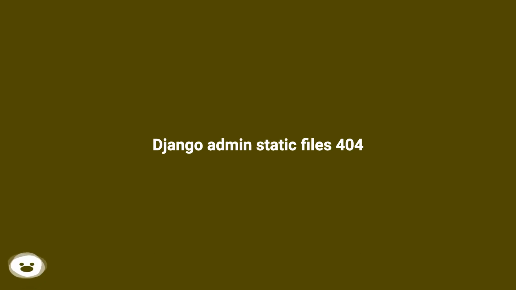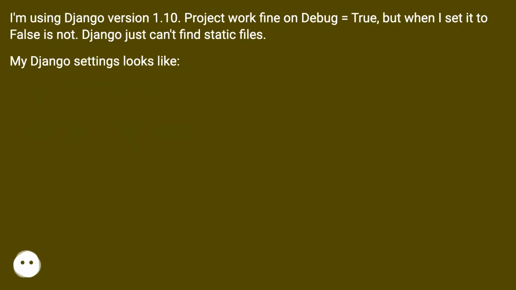Django admin static files 404. I'm using Django version 1.10. The project works fine with debug equals True, but when I set it to False, it does not. Django just can't find static files. My Django settings look like this.